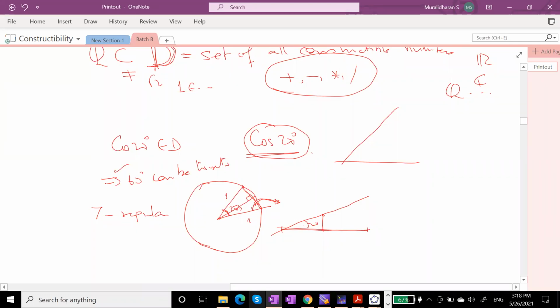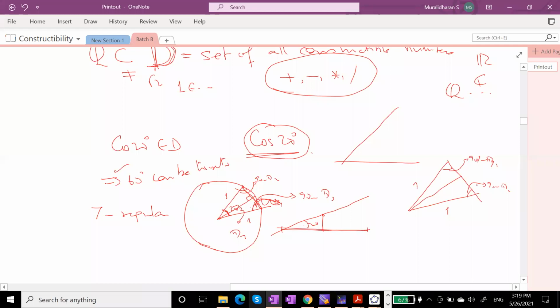This is 1. So what will be this angle? This is pi by 7. So this will be 90 minus pi by 7, and this also will be 90 minus pi by 7. I'm taking one in radians and one in degrees. The radius is 1, and this angle is 90 minus pi by 7. This also is 90 minus pi by 7.